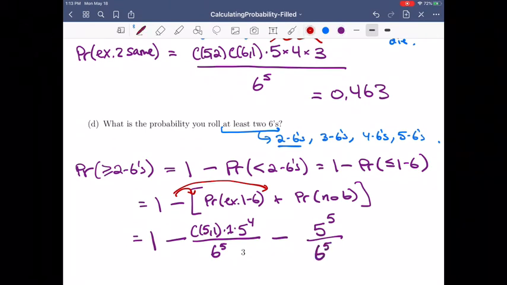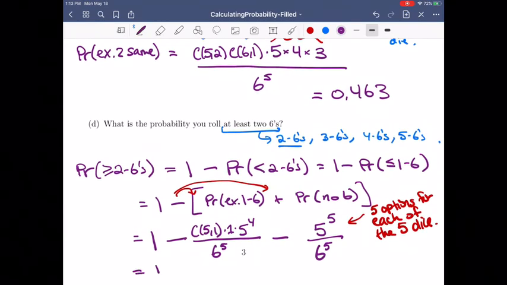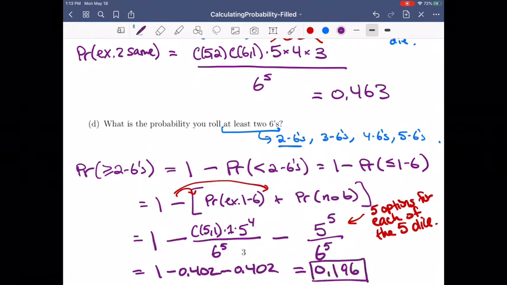So maybe I'll explain that one here. So this is 5 options for each of the 5 dice. Okay, so the options are just anything but 6. Now if you compute this, each of these is actually 0.402 because they're actually the same probability. You subtract both of them, you get 0.196 for your answer. So that's a few examples with counting and probability.